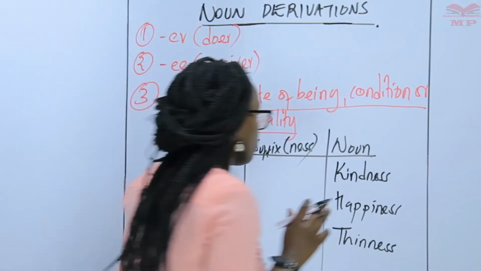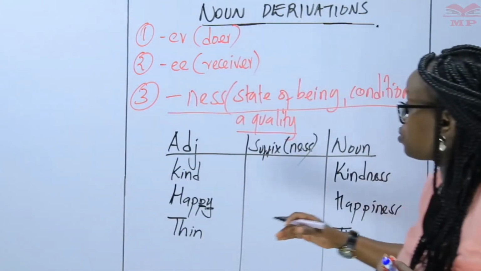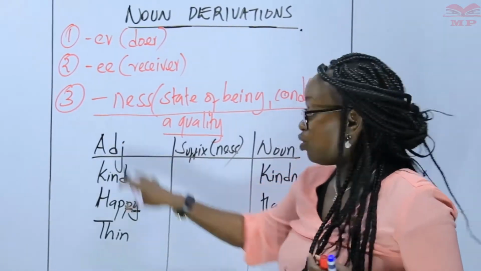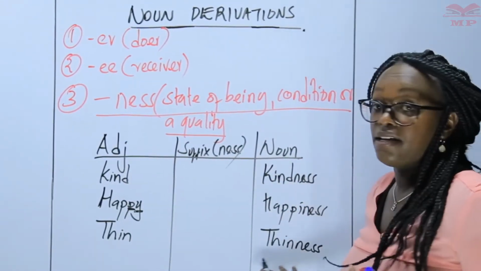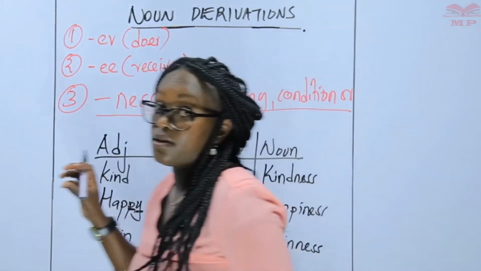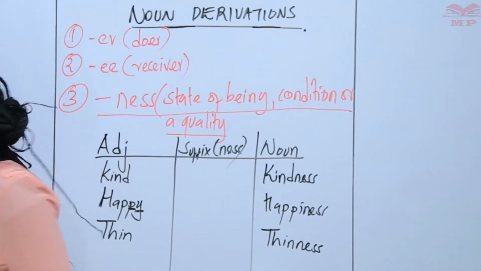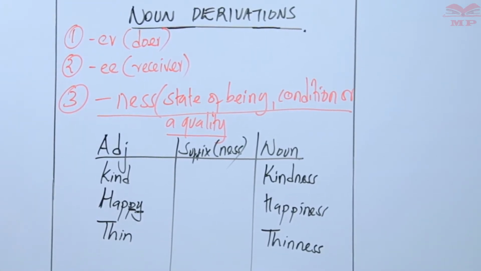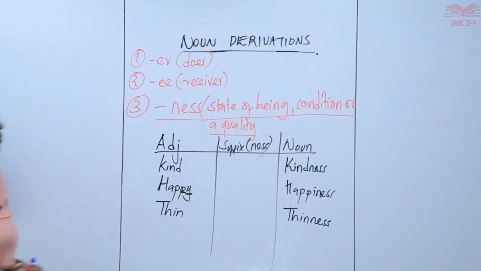However, something else I would like you to take note of is that not all adjectives form nouns when you add ness. There are some exceptions to this particular rule. Of course, keep doing your research so that you may get as many examples as possible.